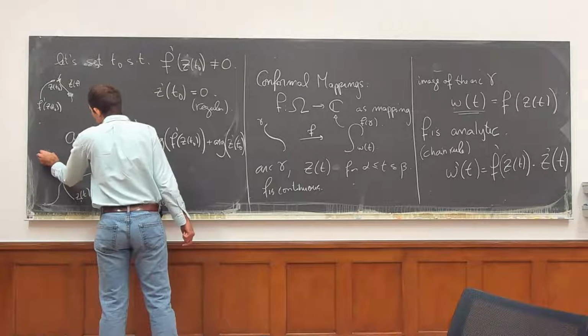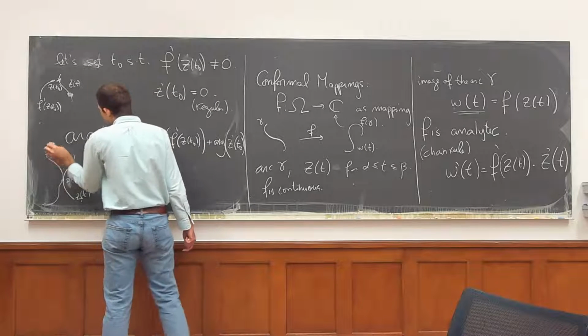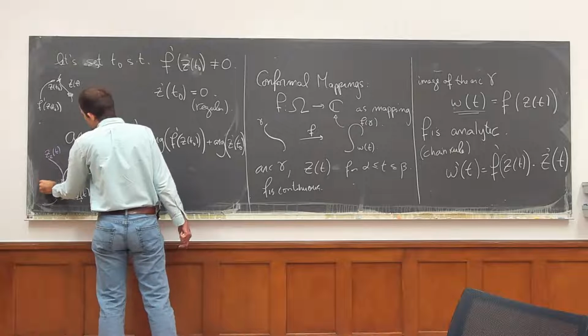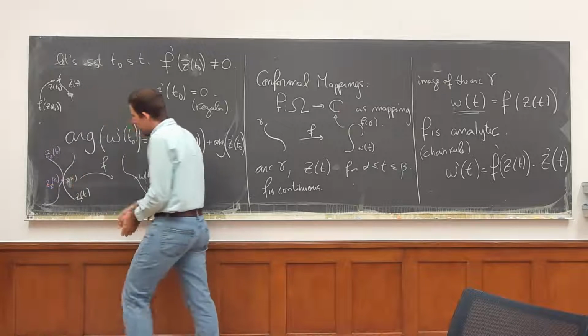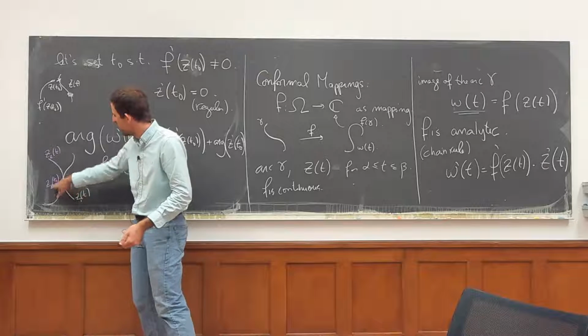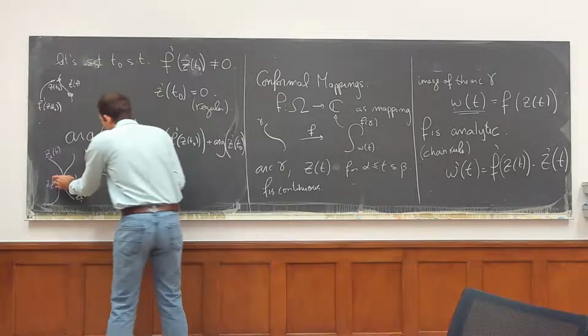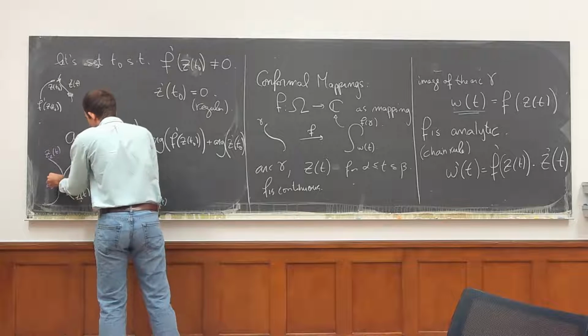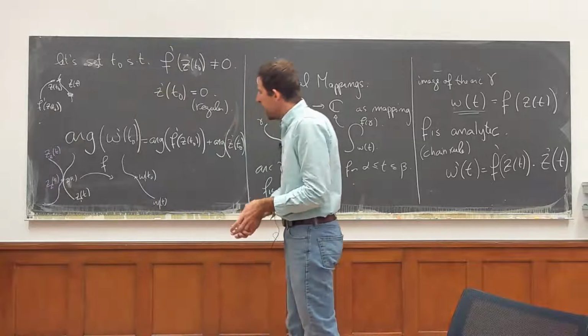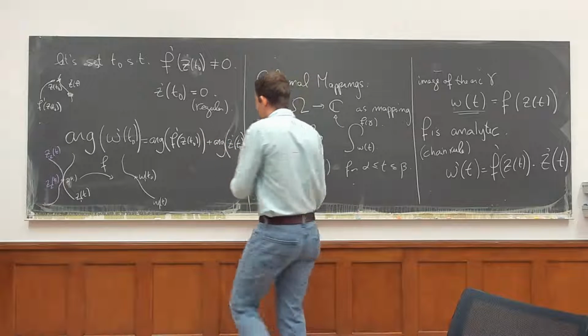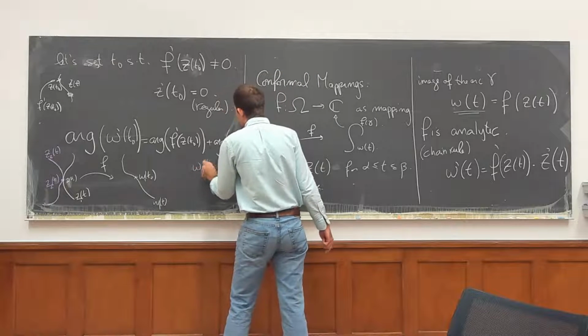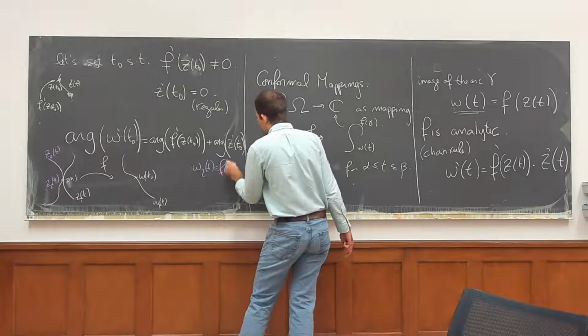Let's call this z2 of t, and let's say that it's the same point. Of course, the parameterization doesn't need to be such that the t0 is the same, but maybe I should not confuse things, so I should just put some other point. Now this will go to some other curve. Who knows what this curve looks like? The w2 of t will be f of z2 of t.